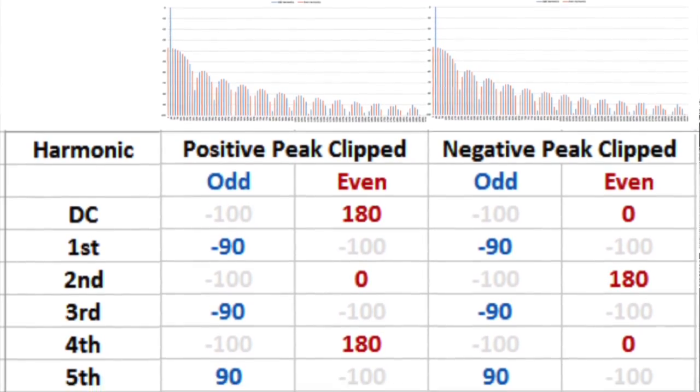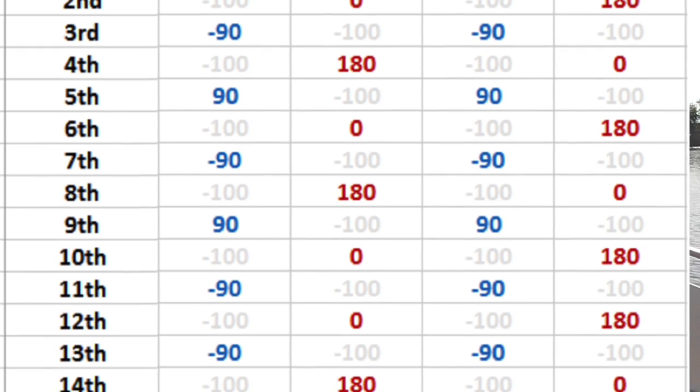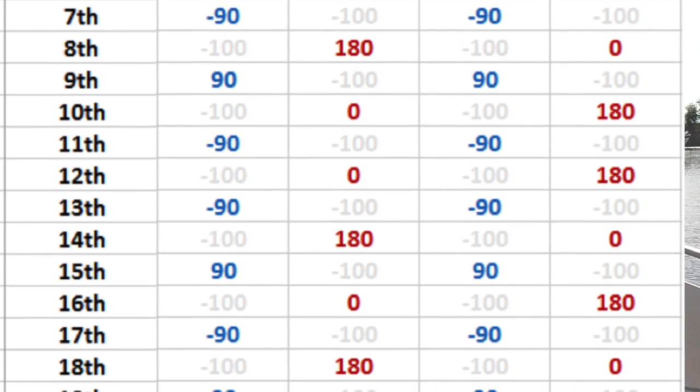And for the negative peak clipping, the even harmonics go 0, 180, 0, 180, 0, 180, 180, 0, 180, 0, 0. Exactly 180 degrees out of phase from the positive peak clipping. So the only difference between the positive peak clipping and the negative peak clipping, if you're at reciprocal angles, is the phases of the even harmonics are 180 degrees out.